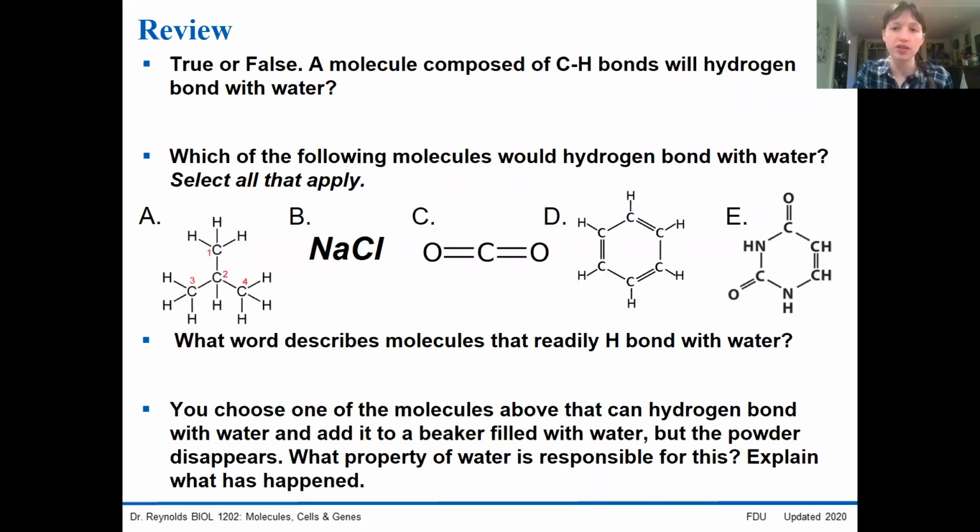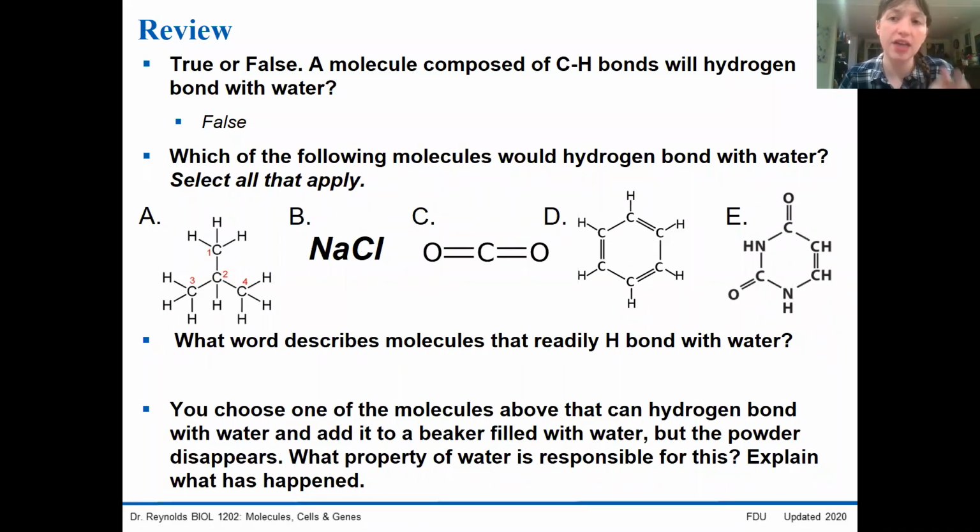Now, a molecule that's composed of carbon and hydrogen bonds is going to be composed entirely of non-polar covalent bonds. That means there's no partial charges. No partial charges mean that there's no partial charge to interact with that water, which means that this is false. There's no hydrogen bonding going on. So how do we name that? That would be a molecule that would be hydrophobic.